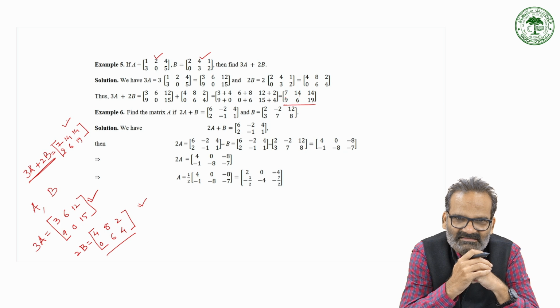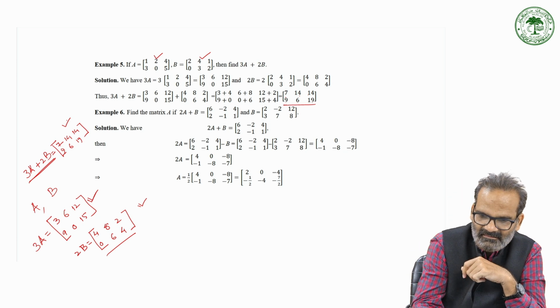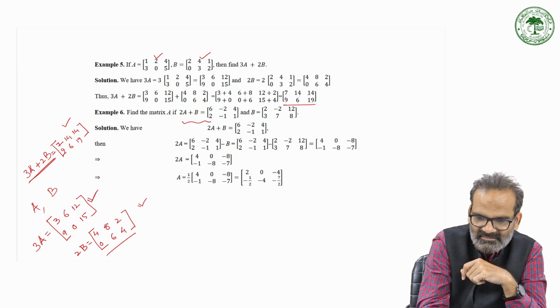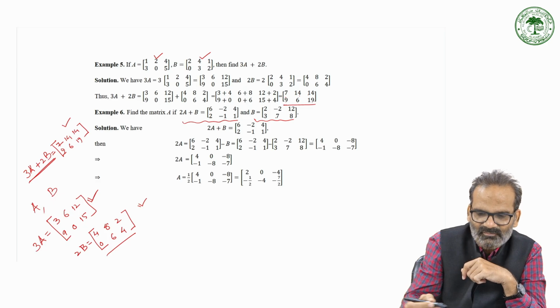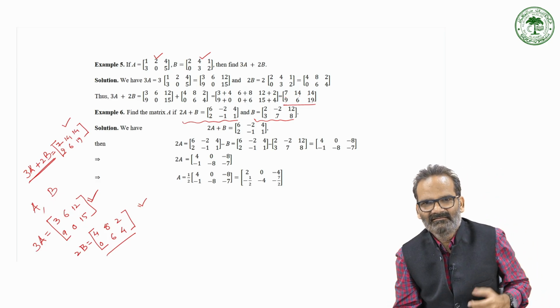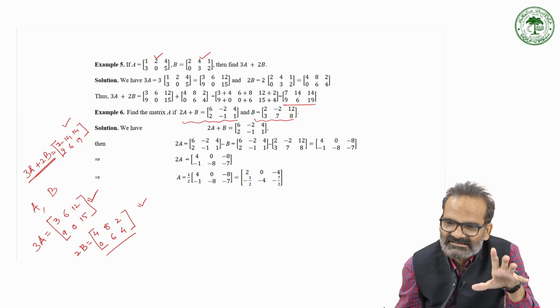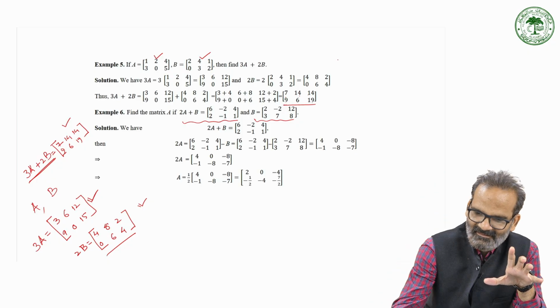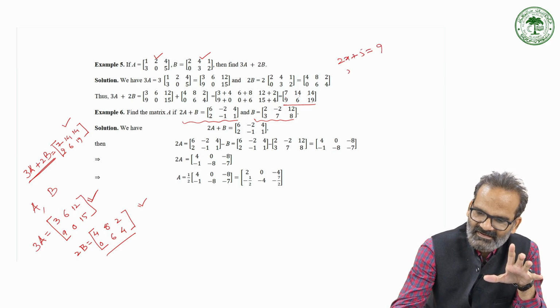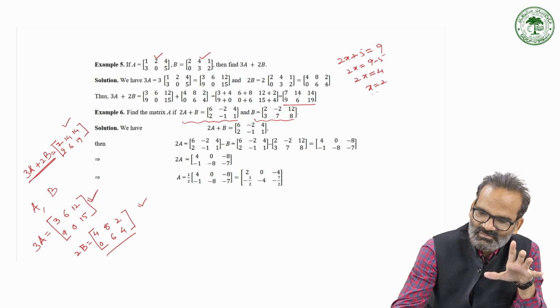Take an example 6. Find the matrix A. If 2A plus B is given like this and B is given like this, you have to find out the matrix A. This is a very simple equation. Actually, you have solved equations in the number system. 2x plus 5 is equal to 9. What did we do? 2x is equal to 9 minus 5. So 2x is equal to 4. x is equal to 2.